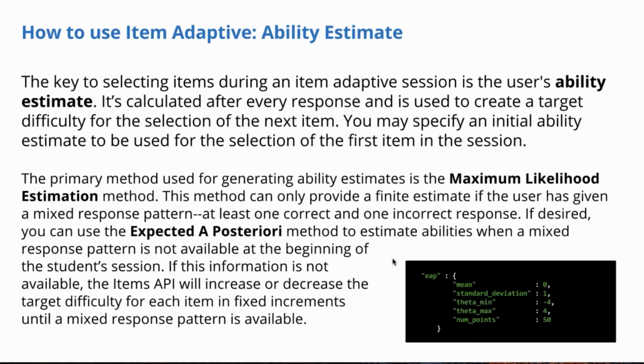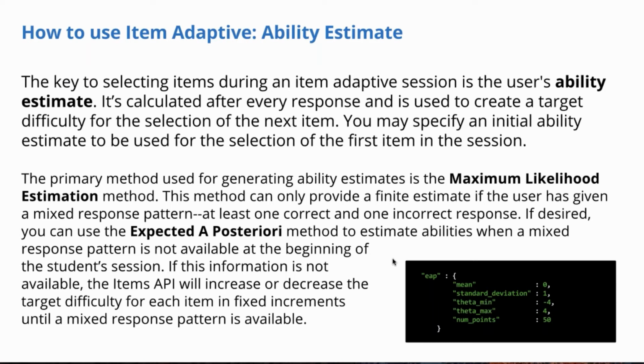Next, we're going to figure out a way to estimate the student's ability. So you typically start with an initial ability and then estimate that ability through testing. The primary way that our model, the Rasch model, estimates the student ability is using the maximum likelihood estimation method, and that's a behind-the-scenes process that continues to refine. But in order for that to work, it must have a mixed response pattern. There must be at least one correct and at least one incorrect response.